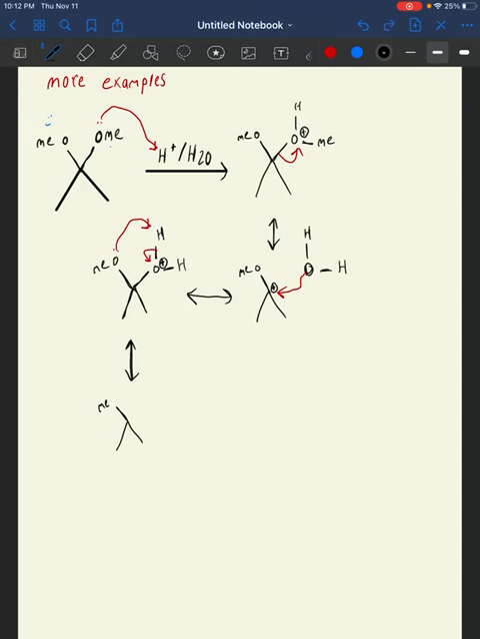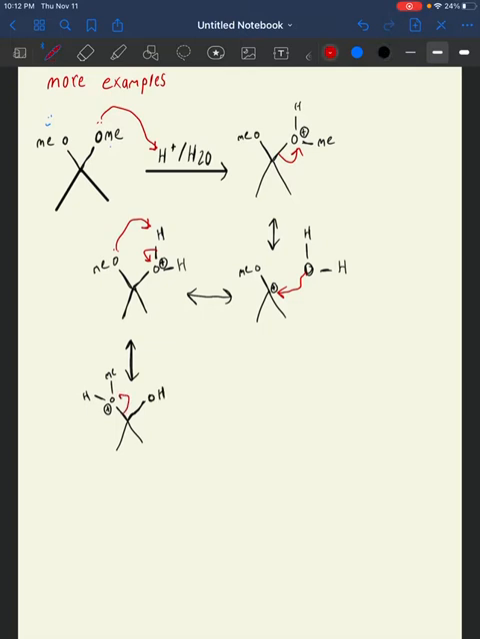Oh man, my bad. Didn't mean to do that, guys. I like to draw it like this so you can actually see the bonds. Positive charge on that. Oh, that is kind of squiggly. You see the deal.